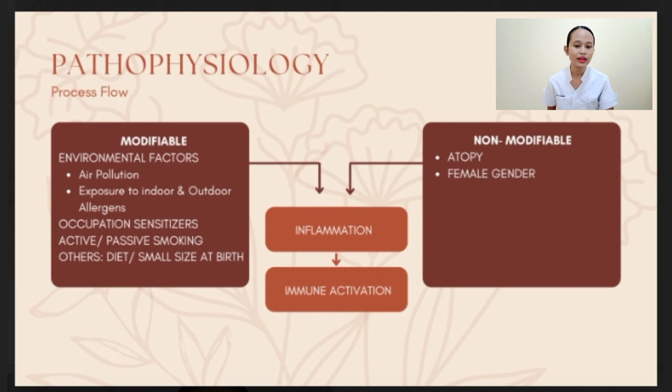Under diet, maintaining a healthy body weight and balanced diet can reduce the risk of asthma. Overweight and obese people are at higher risk of developing asthma, and with an increasing degree of obesity, asthma may be more severe and more difficult to treat. And we go to the non-modifiable, we have the atopy and women in gender.